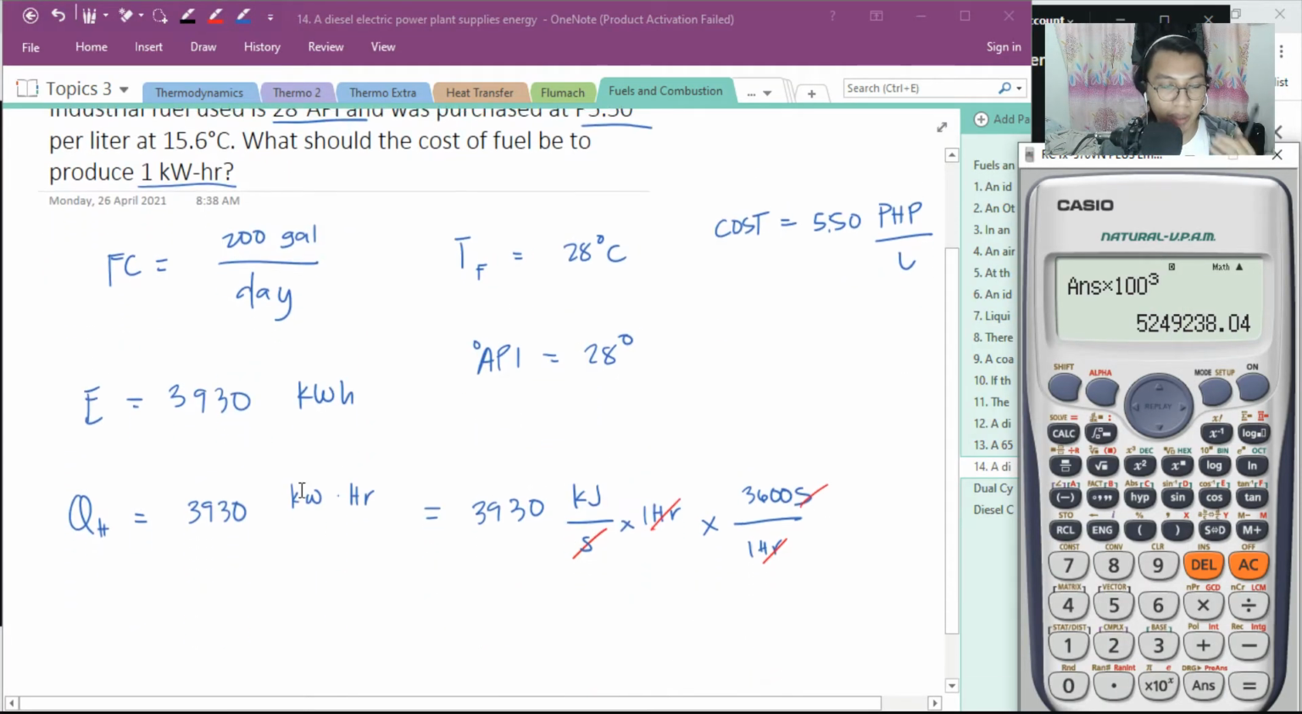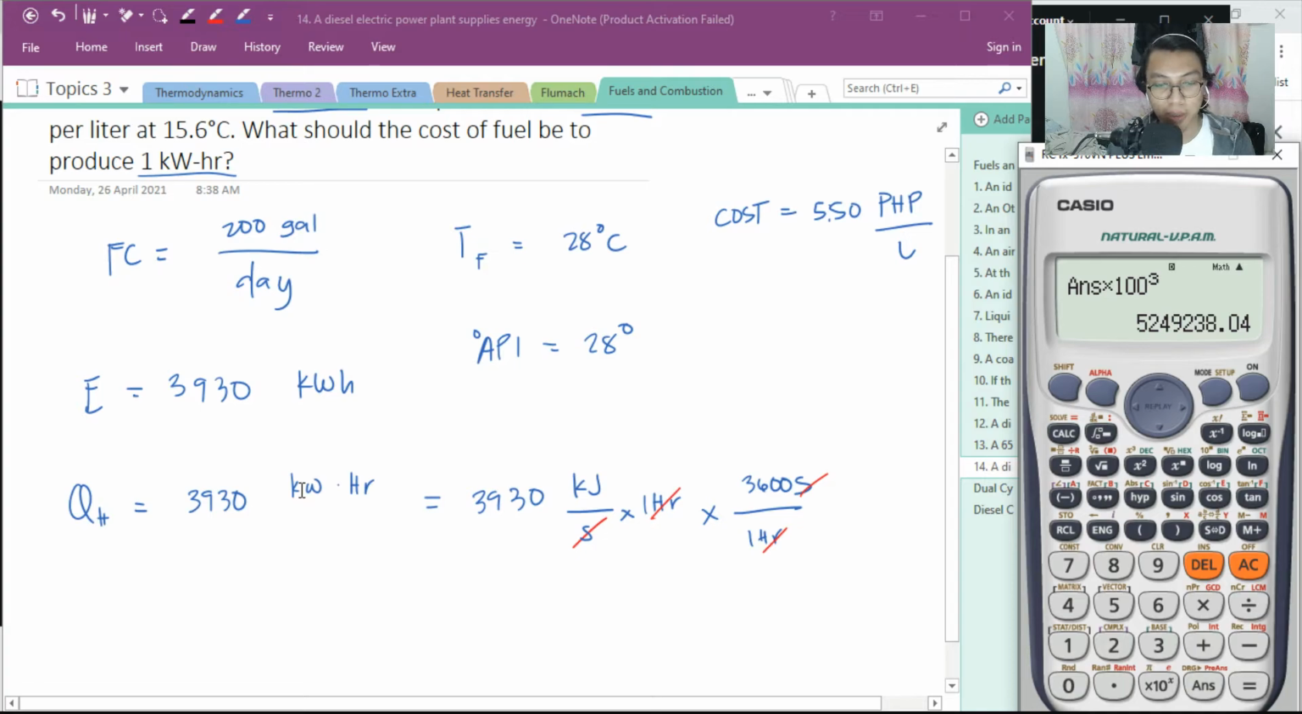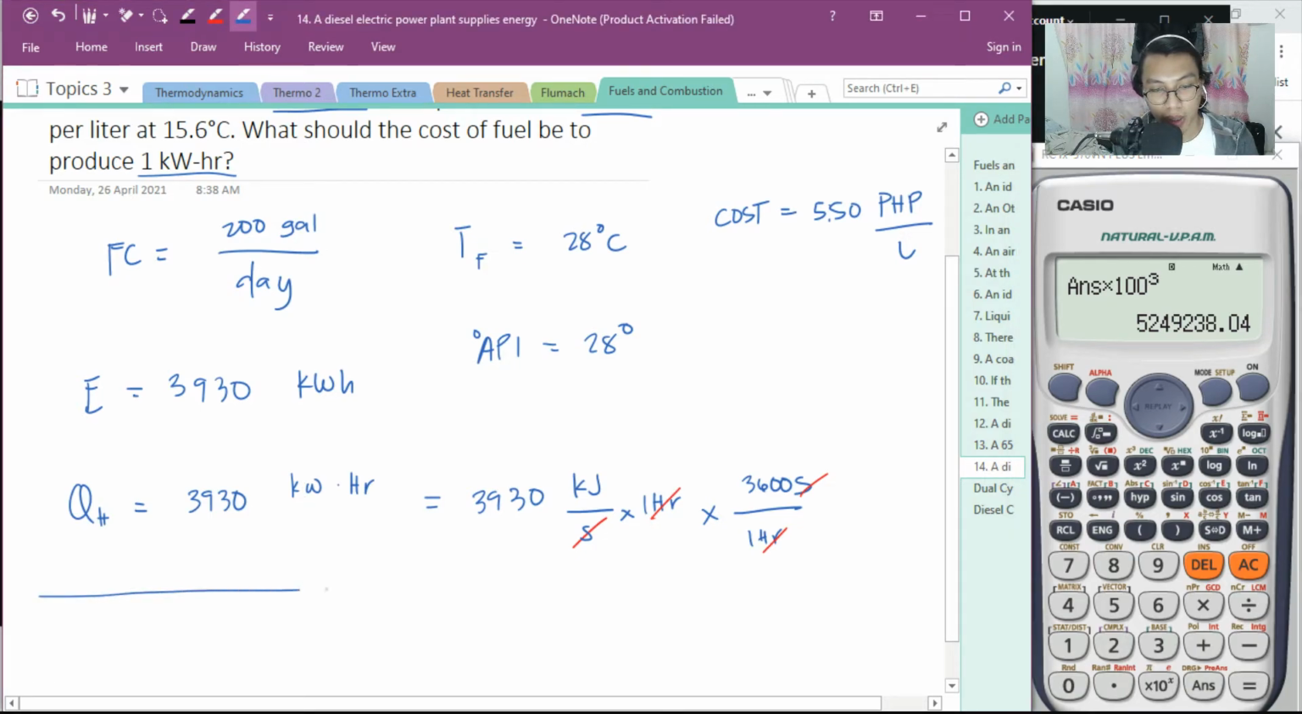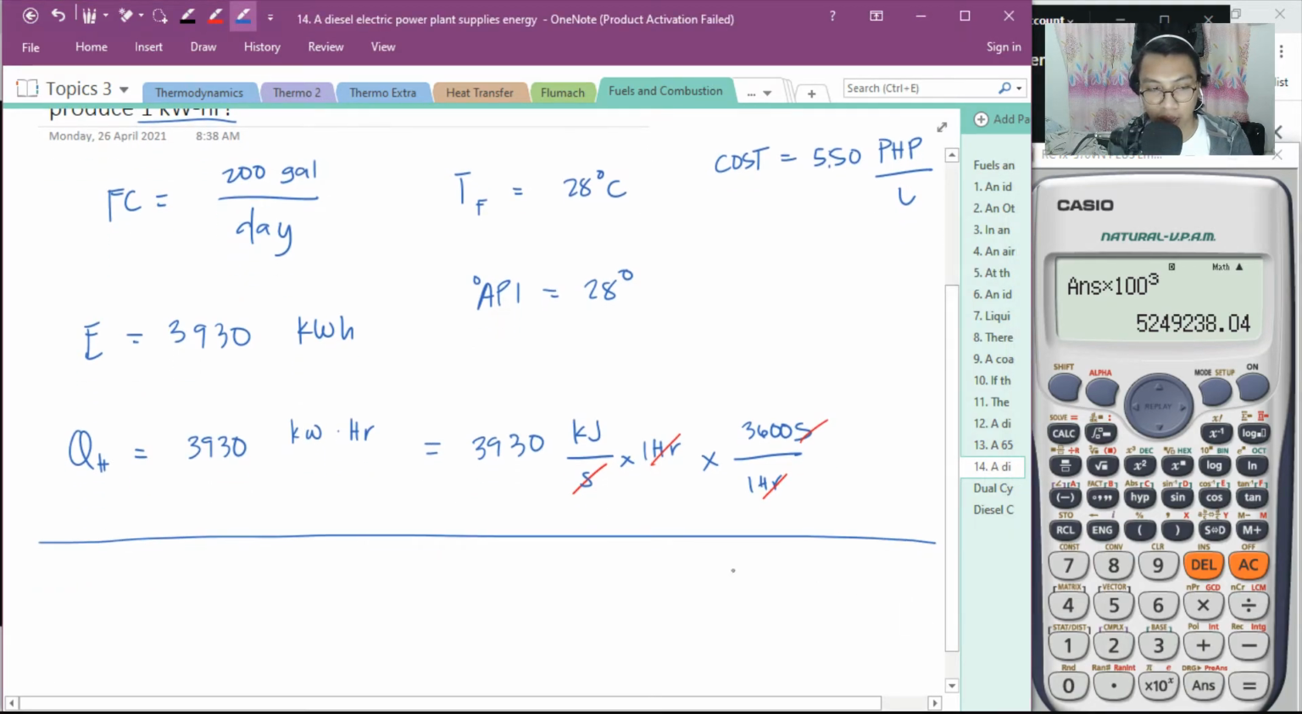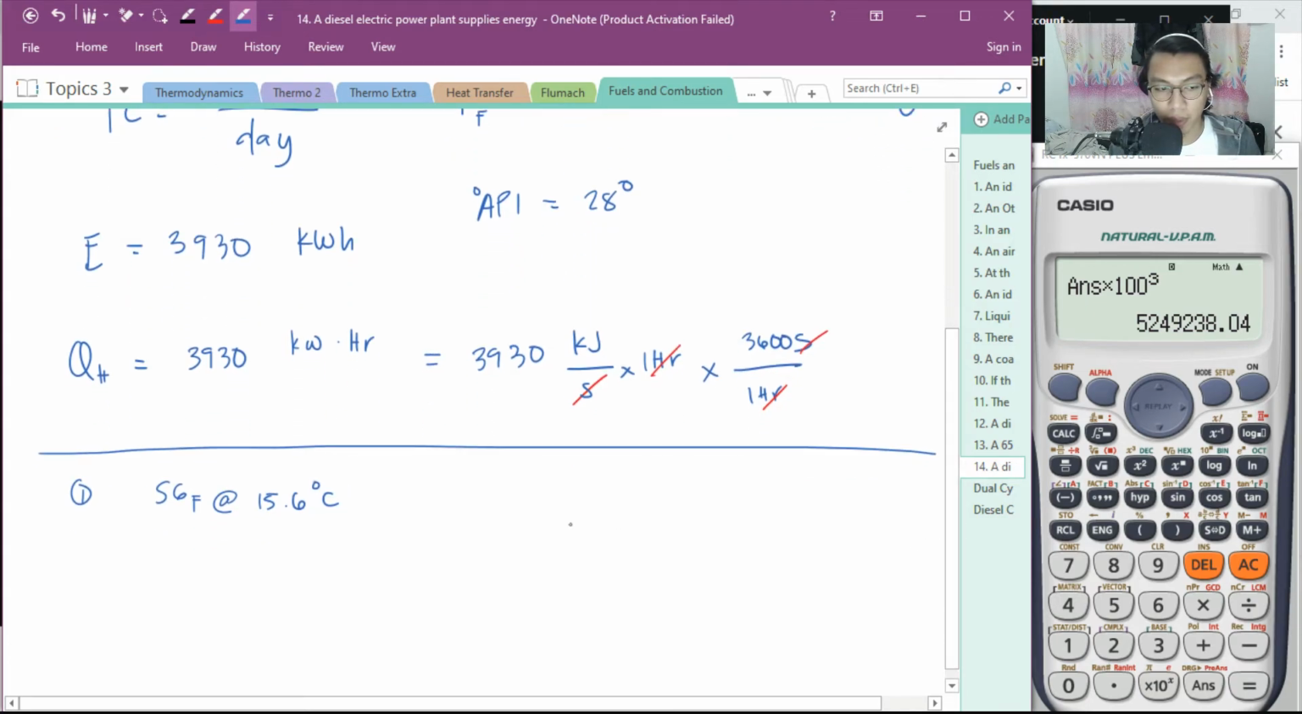Okay, ganito pala. Sundan nyo pag ganito ang mga sinosolve nyo, sundan nyo yung pag-solve ko. Hanapin nyo muna, first, yung SG ng fuel at 15.6 degrees Celsius. Given yung API mo dyan, di ba? Okay, hanapin natin dito.